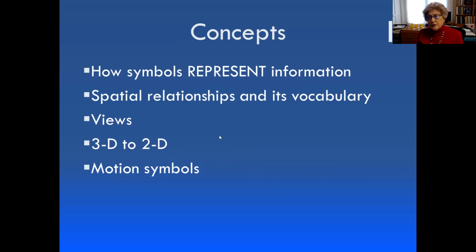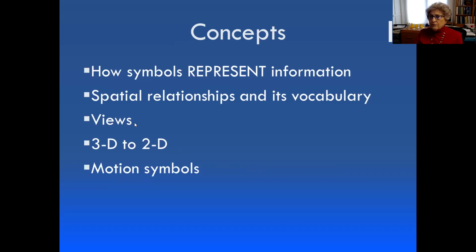Spatial relationships and the vocabulary around that is really, really important, so that the reader, as well as you, the teacher, can discuss where things are in proximity to each other. So we're talking about things like next to, above, below, parallel, all of those words that you need to have when you're talking about what a graphic looks like.